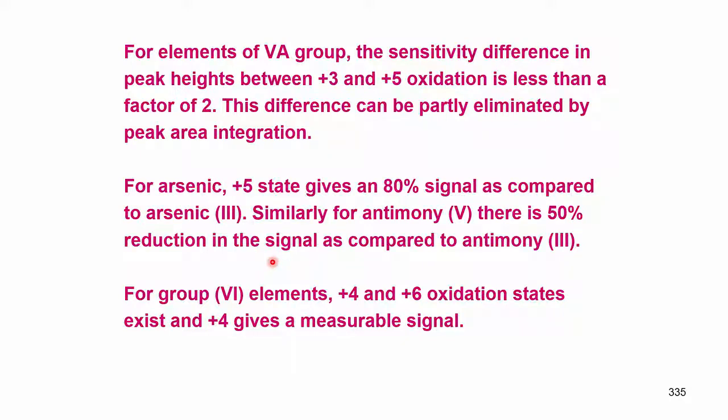So, for arsenic, the +5 state gives 80% of the signal compared to arsenic 3. Similarly, for pentavalent antimony, there is a 50% reduction in the signal compared to antimony 3. For group 6 elements, +4 and +6 oxidation states exist, and +4 gives a measurable signal, not the +6.